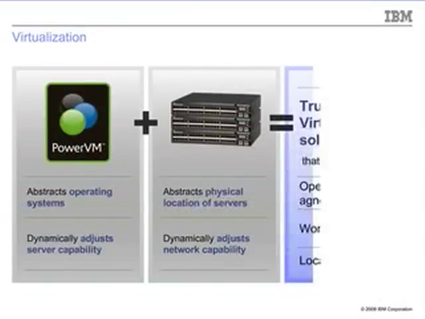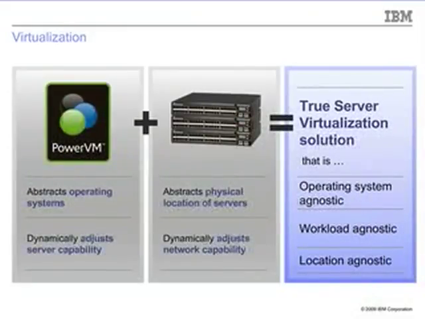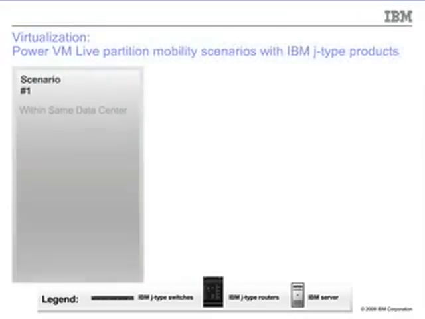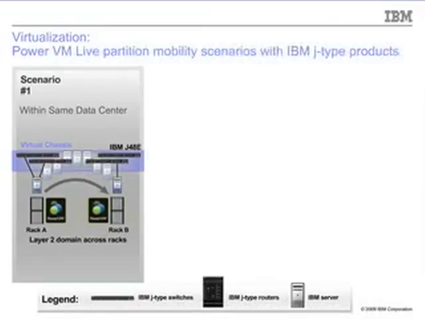So what you get in the end is a true virtualized solution that is operating system agnostic, it is workload agnostic, and the most critical thing is it is location agnostic. Right, and that's what virtualization is all about, becoming agnostic about where the application lives and even where the users live, and that's why we want to virtualize the network. So let's discuss being location agnostic a little bit more. Sure. Let us look at three different scenarios. And these three different scenarios have to do with where the servers are physically located.